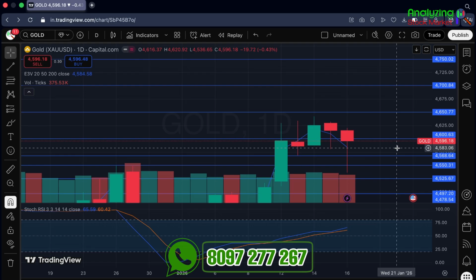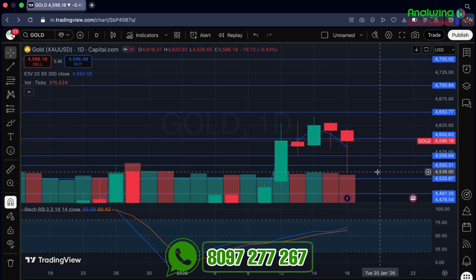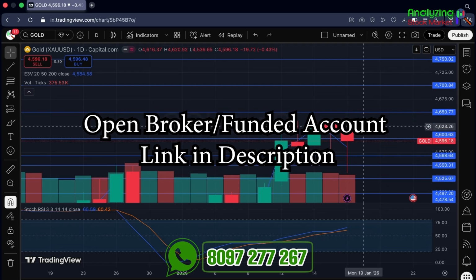So now let's talk about my opinion for this week. Currently I'm expecting a positive closing in the 4600 to 4650 range. If you're going for any short trade, then you can go for a short trade once 4568 gets breached and a 1 day or a 4 hour candle gets closed below this. You can go for a short till 4500, even 4525. Overall, my expectation is a bit positive in this range for this week.